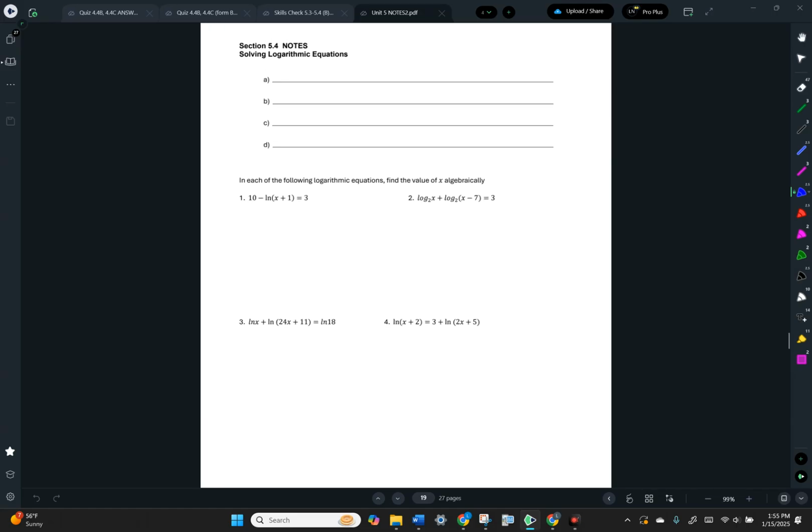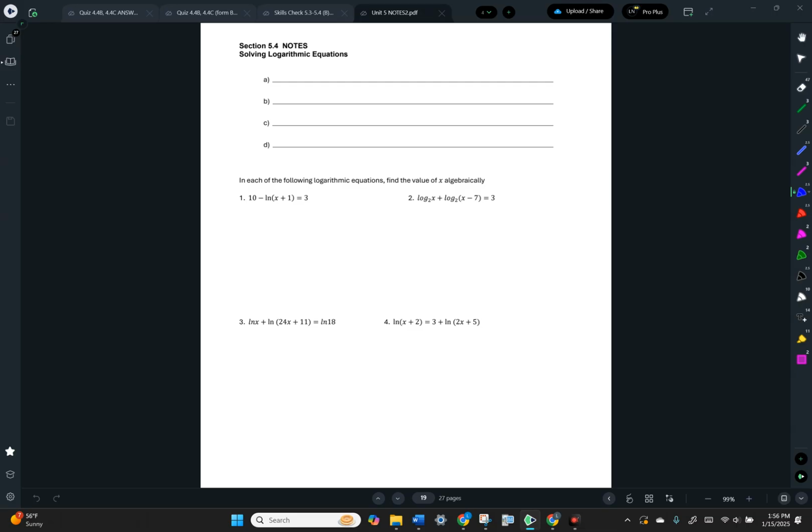This is section 5.4 in the notes. This is all about solving logarithmic equations. Okay, so the last section was solving exponential equations. Notice in this section, 1, 2, 3, and 4 down below all have logarithms.